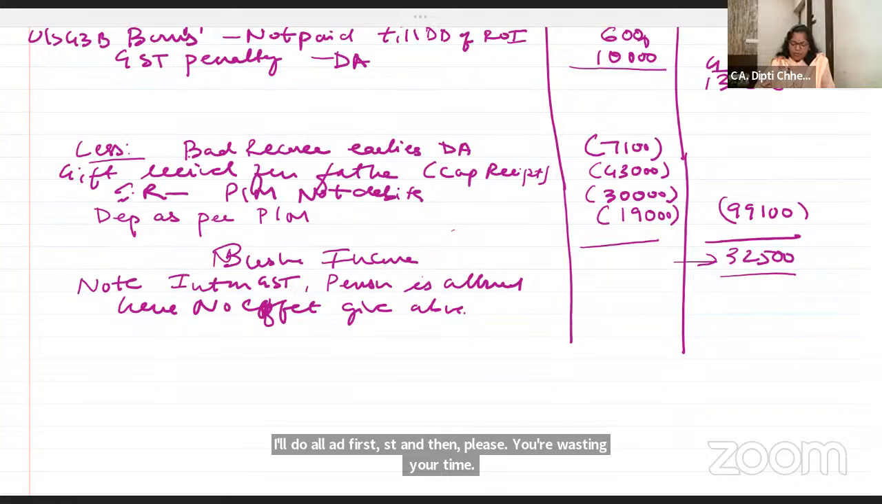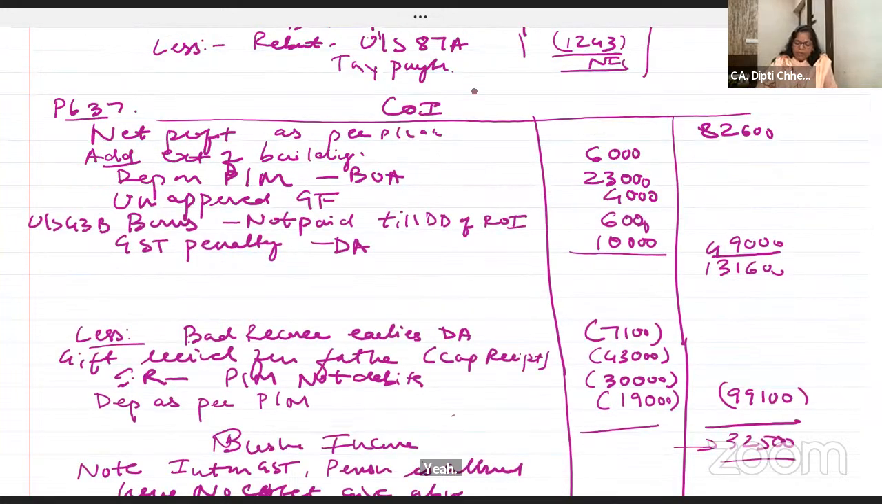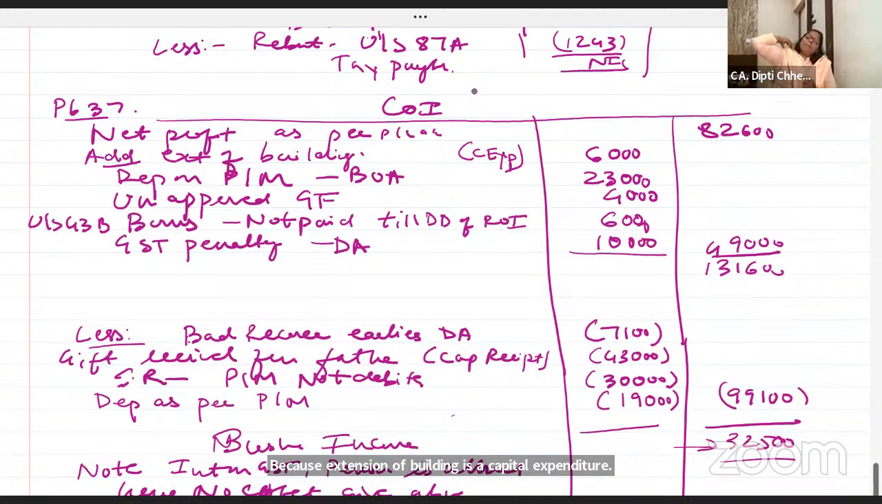Extension of the building. Why, ma'am, is it disallowed? Because extension of building is a capital expenditure. Write down. It's a capital expenditure, and capital expenditure and personal expense are not allowed. Only revenue are allowed. Ma'am, but if it is capital expenditure disallowed, you should allow depreciation. No. Then read this. Nice doubts you all are asking. ये पढ़ो बेटा, ये क्या है?